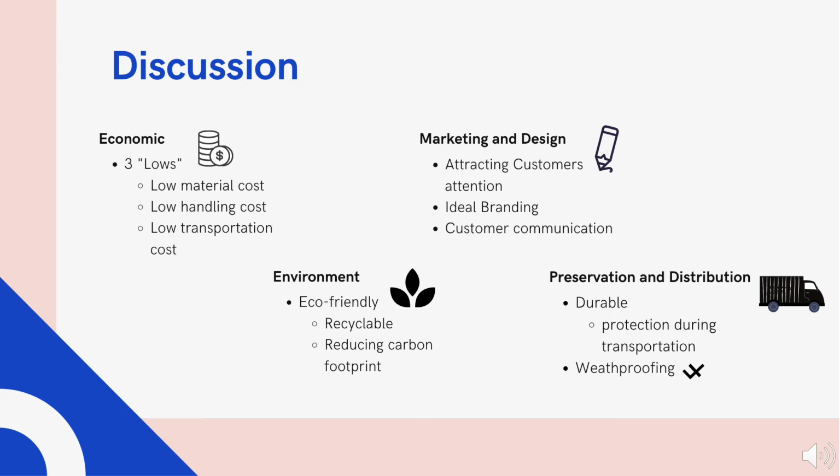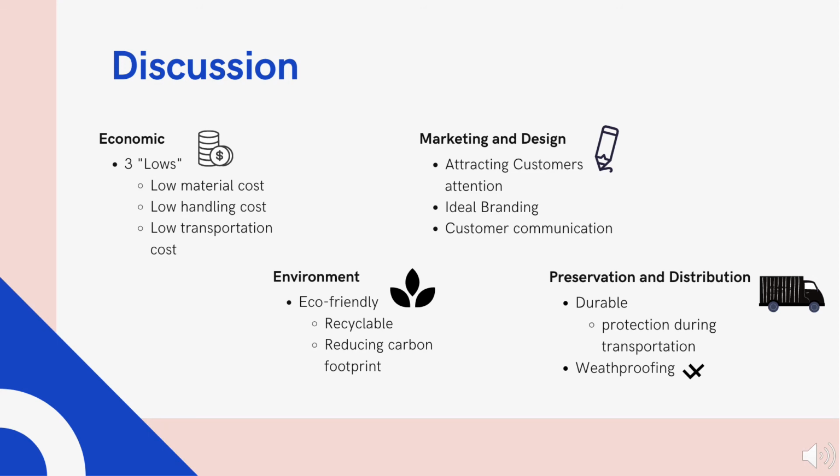For the preservation and distribution part, as I've mentioned before, corrugated fiberboard is durable, which can protect the primary packaging during the transportation process. However, it is not the best option for weatherproofing because water and other types of liquid can saturate these products.